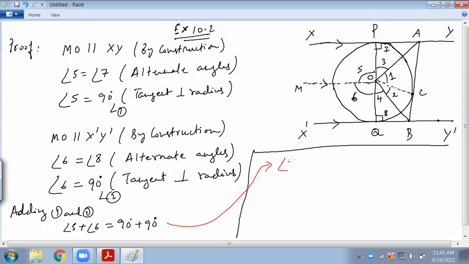So we are getting angle 5 plus 6 equal to 180. And since 5 plus 6 is 180, POQ is a straight line. So therefore, POQ is a straight line, and we can mark it 3.